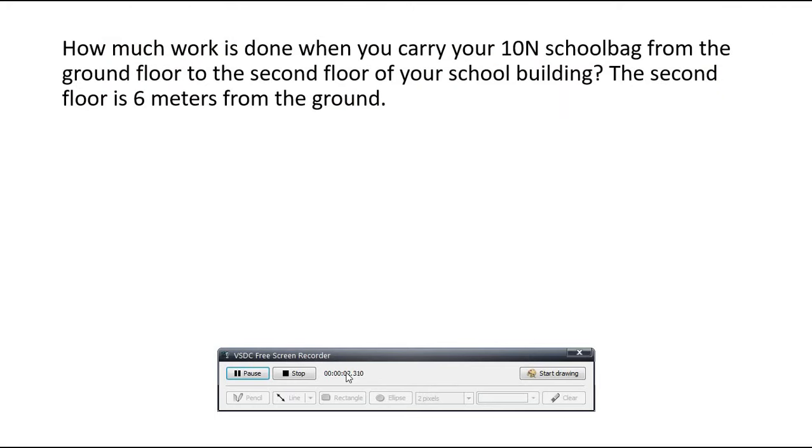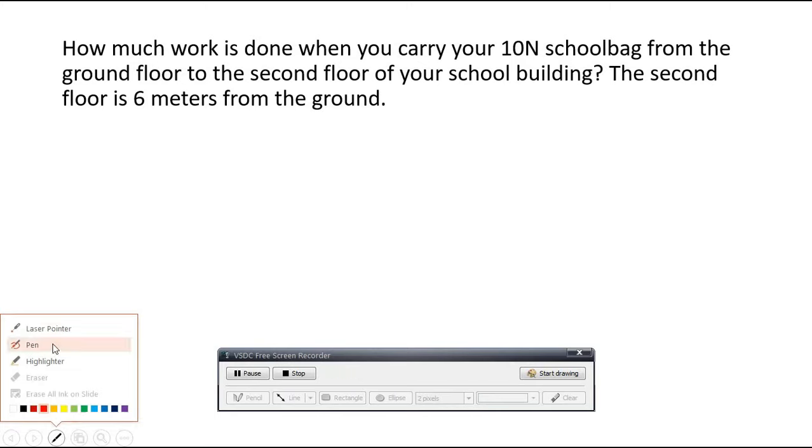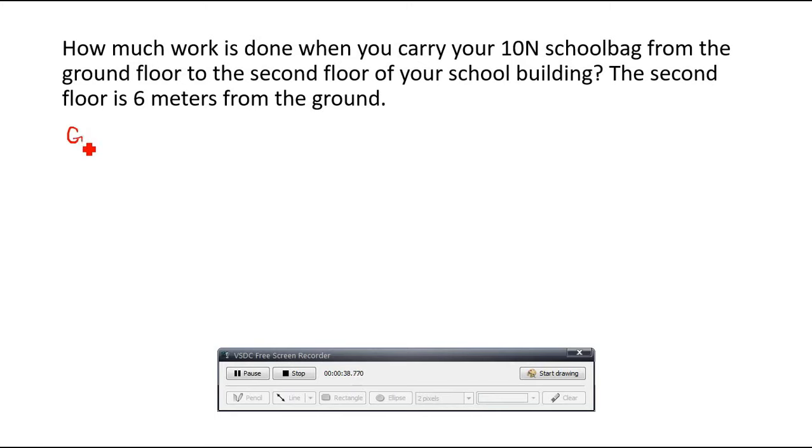Okay, so let's start with this problem. It says here: how much work is done when you carry your 10 Newton school bag from the ground floor to the second floor of your school building? The second floor is 6 meters from the ground. The first thing that we are going to do is, of course, write the given values. So given, we have here 10 Newton school bag, 10 Newton, and then 6 meters.